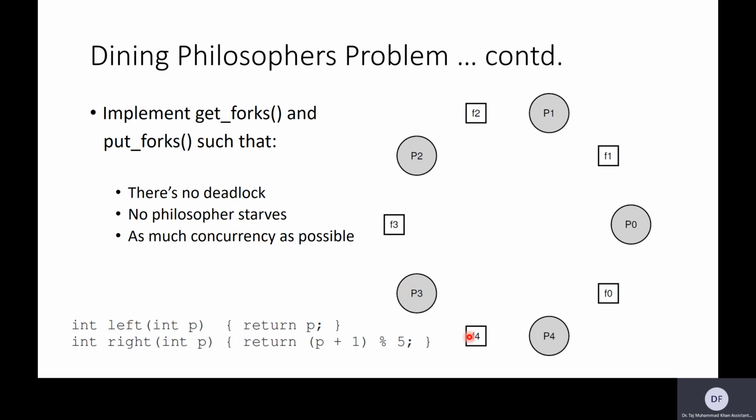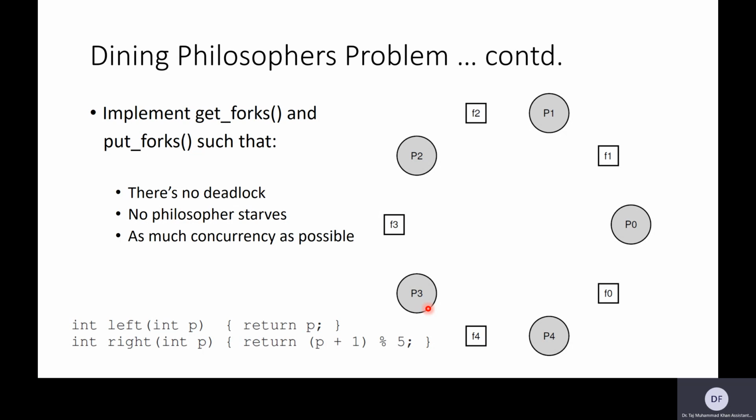P3 will try to acquire f4. f4 is free because p4 did not acquire f4 first. It got blocked while acquiring the right fork. p4 is free. So p3 will be able to acquire f4. It will basically acquire both left and the right fork, and its get forks function will return. Okay?